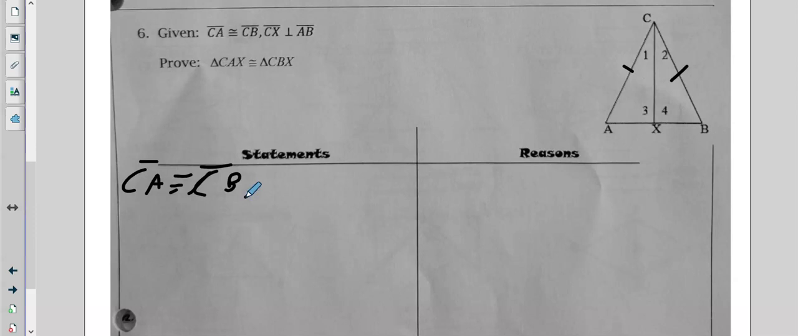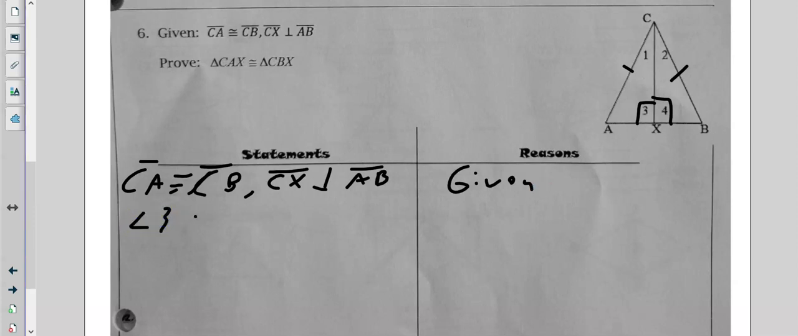We also know that CX is perpendicular. Remember, that's the upside down T, the perpendicular symbol, to AB. So if it's that, then we know those are both right angles. So that's given. Okay, so we should say angle 3 is congruent. No, sorry. Can't jump the gun. Angle 3 and angle 4 are right angles, definition of perpendicular lines.